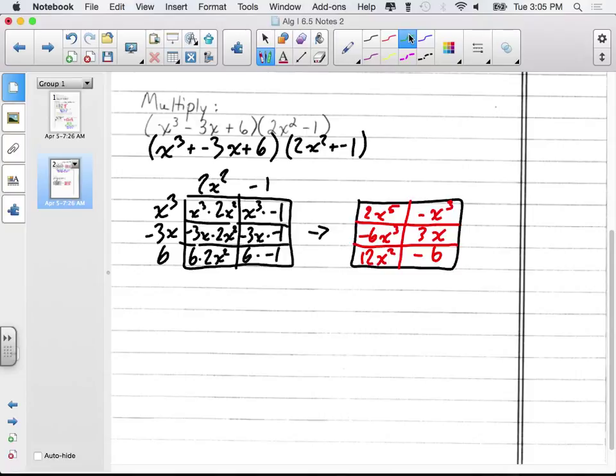So we have all of our factors. Now we just add them all together, all of our products.